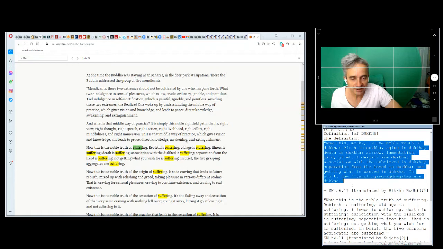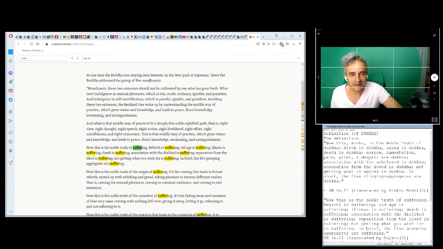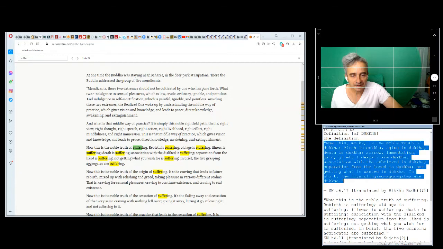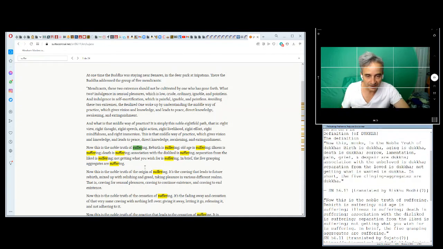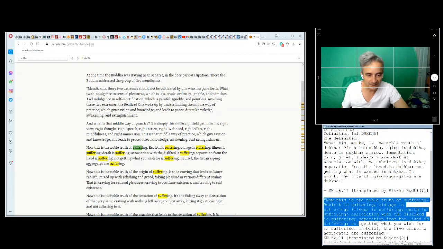See, this translation goes, now this is the noble truth of suffering. Rebirth is suffering, old age is suffering, illness is suffering, death is suffering, association with the disliked is suffering, separation from the liked is suffering, not getting what you wish for is suffering. In brief, the five grasping aggregates are suffering. Oh, and he uses the word grasping instead of clinging. Oh, and this guy, Bhikkhu Bodhi, puts a hyphen.